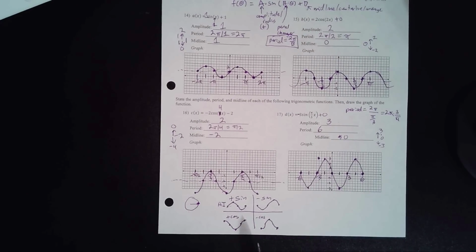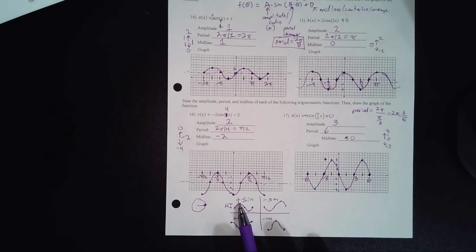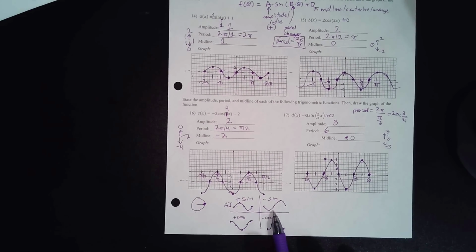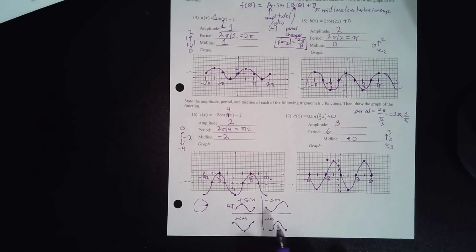We again have to keep track of this rule down here, where if you start in the middle and go up, you're positive sine. You start in the middle and go down, you're negative sine. You start at the top, you're positive cosine. Start at the bottom, you're negative cosine.